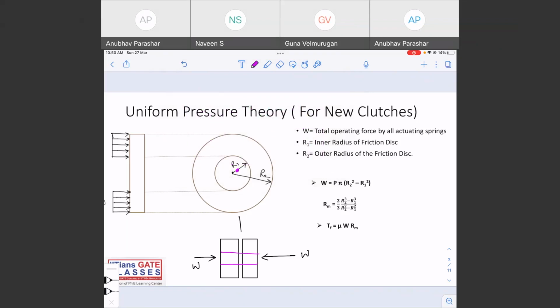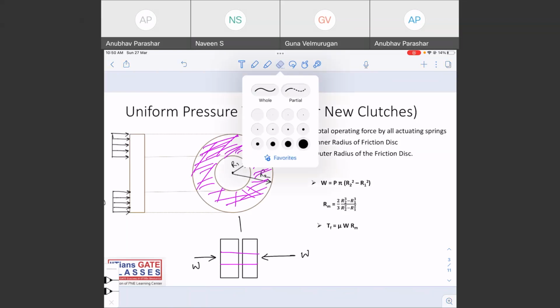So what is done instead? Maximum friction material is kept away from the center. You're reducing the cost this way.